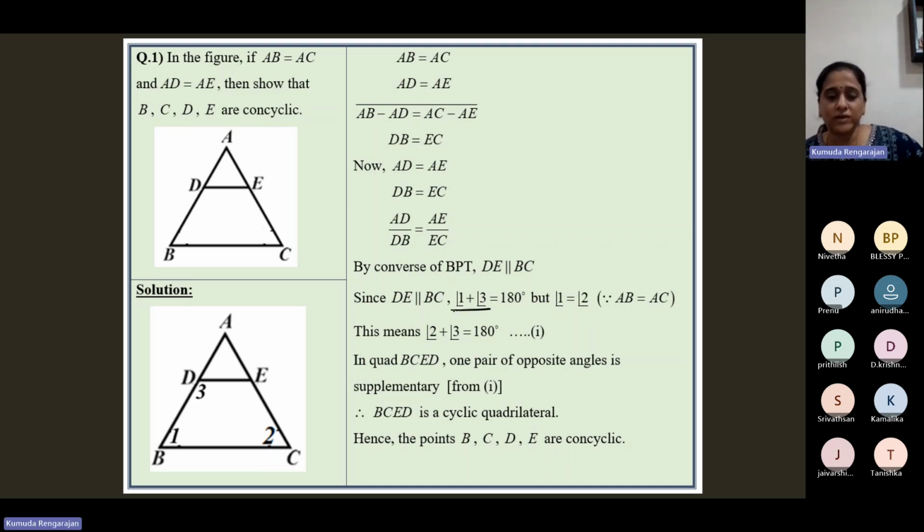So here instead of 1 plus 3, we do 2 plus 3. So this one is a cyclic quadrilateral. And so the points are concyclic.